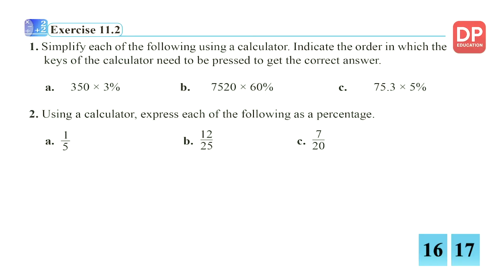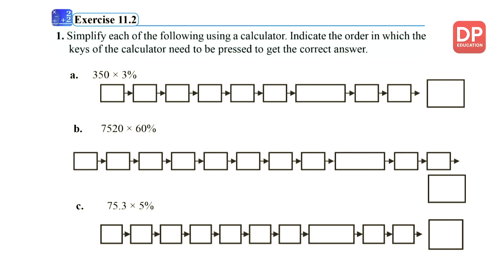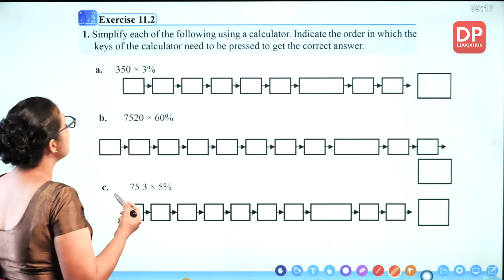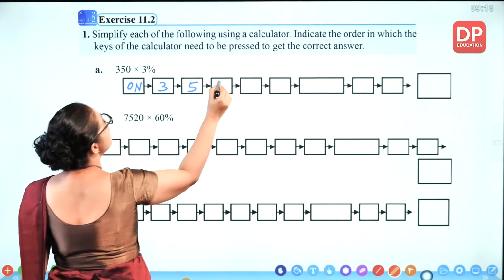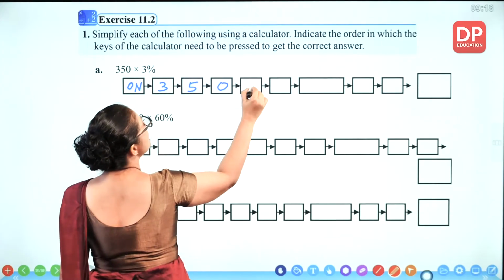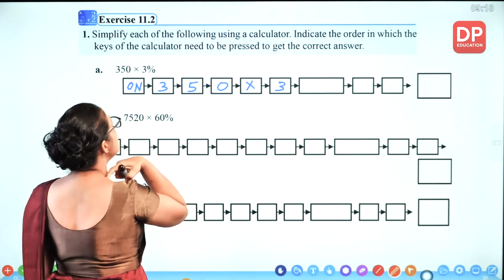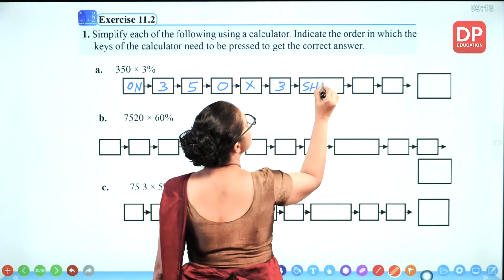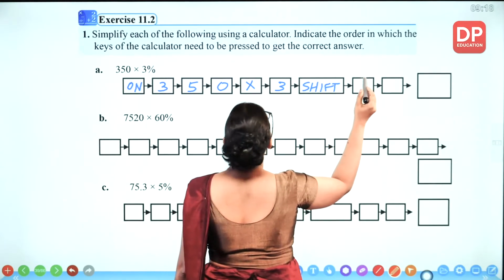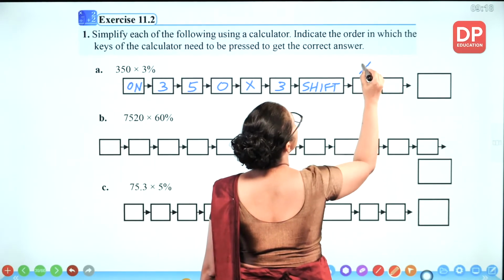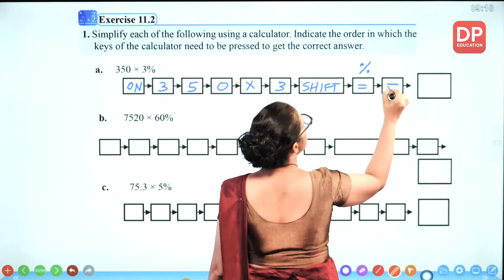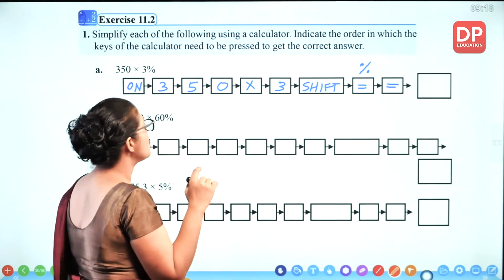Exercise 11.2. Simplify each of the following using a calculator. Indicate the order in which the keys of the calculator need to be pressed to get the correct answer. So 350. First switch on. 350 into 3 and then percentage sign. Shift with equal percentage sign. So I'll write this one, percentage equal, and sometimes we need to press equal sign as well.